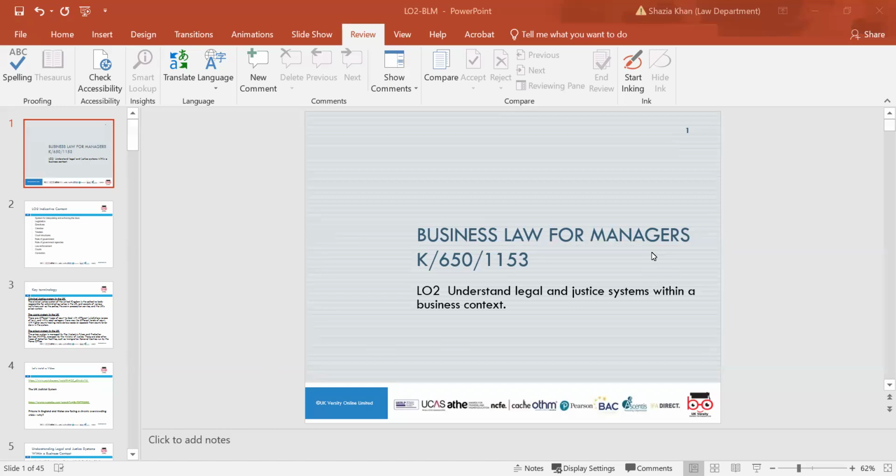The last learning outcome we did was learning outcome 1, which was to understand generic business law. So before I go into learning outcome 2, I want to give you a recap of what we did in the last session. The last session was to understand generic business law, and it was learning outcome 1.